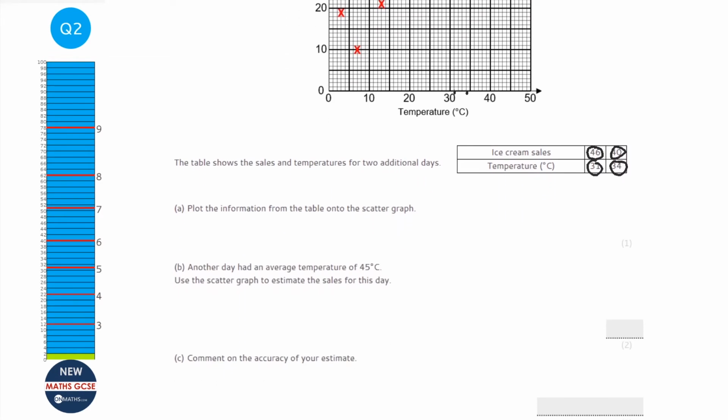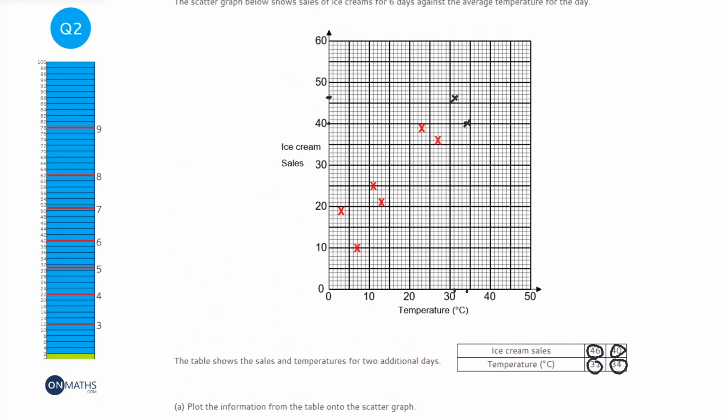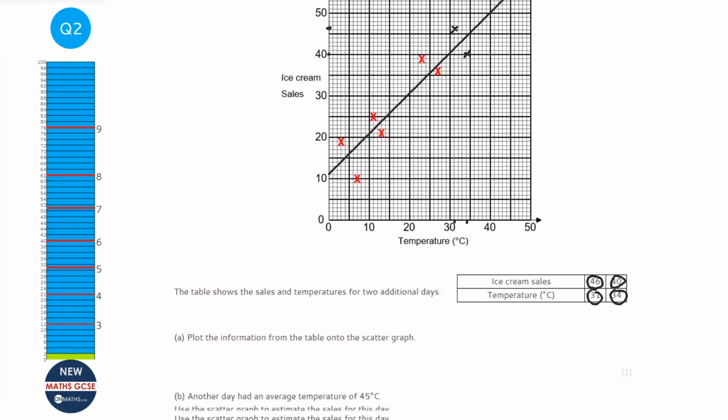Next question says, on another day had an average temperature of 45 degrees. Use the scatter graph to estimate the sales of the day. Now, you need to get used to just drawing a line of best fit to any scatter graph that you come across. You will have to do it, okay? So just do it, even if it doesn't ask you to. Now, a line of best fit is just a line that follows all the data like that. You should have roughly the same amount of data top and bottom, but it doesn't matter if it's not perfect, okay?